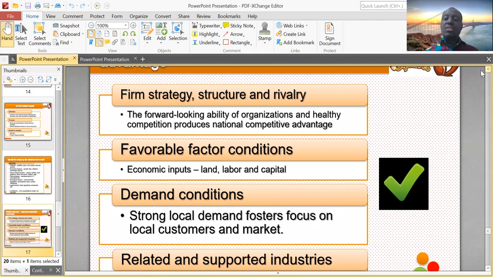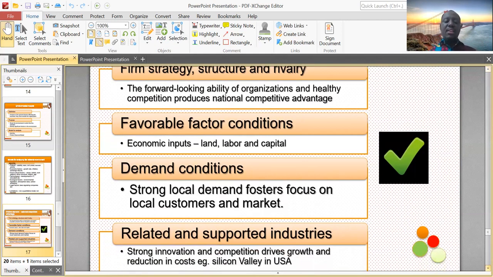Then you also have demand conditions. Strong local demand also helps to produce national competitive advantage. If you have a huge population, it means that there's a huge market. And so in places like China, where they have a huge population, that's a strong market and that's huge demand. So huge demand conditions help to produce national competitive advantage.